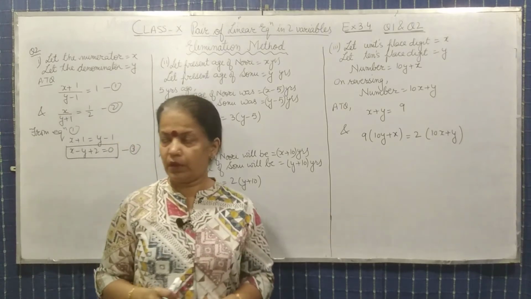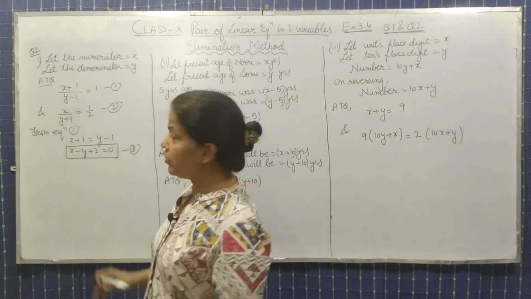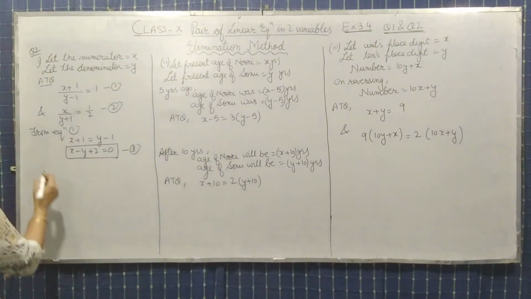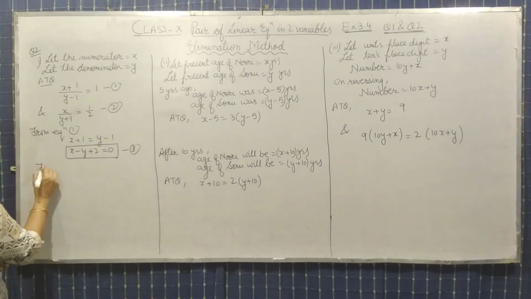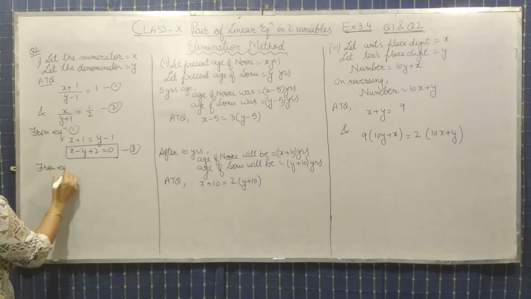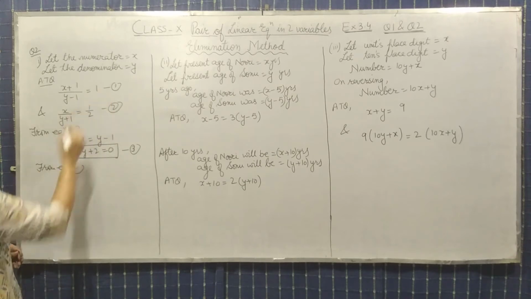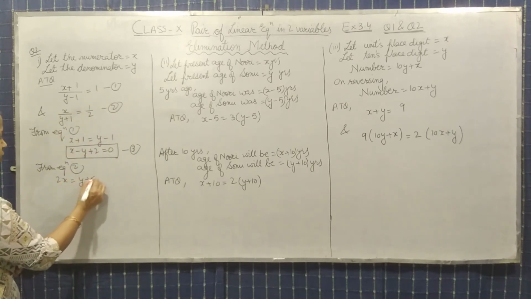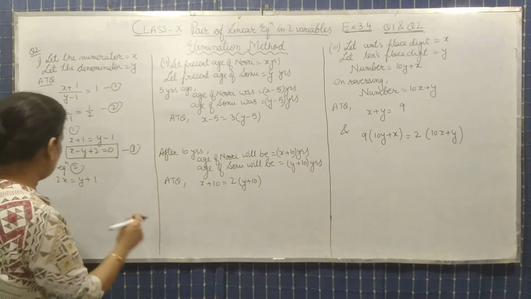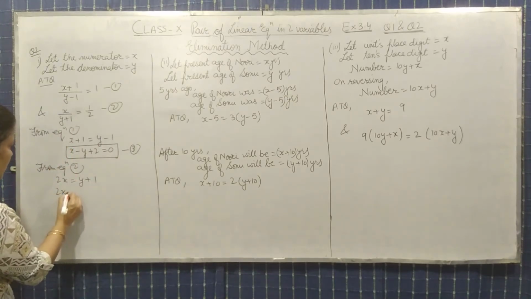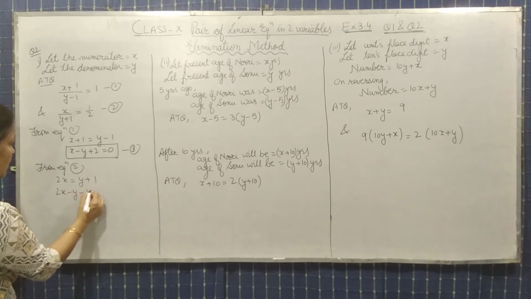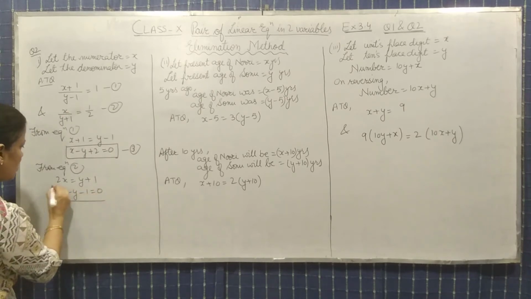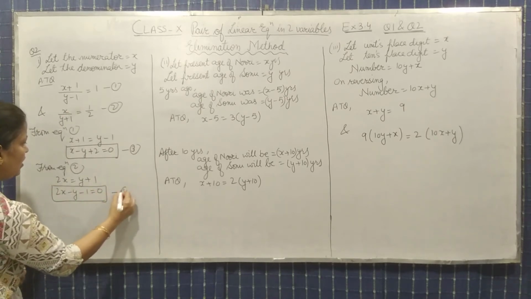Clear? Now for second, again we will use same procedure from equation 2. Again cross multiply it. 2x equal y plus 1. Now try to shift the term on the same side. 2x minus y minus 1 equals 0. So this is the next linear equation.